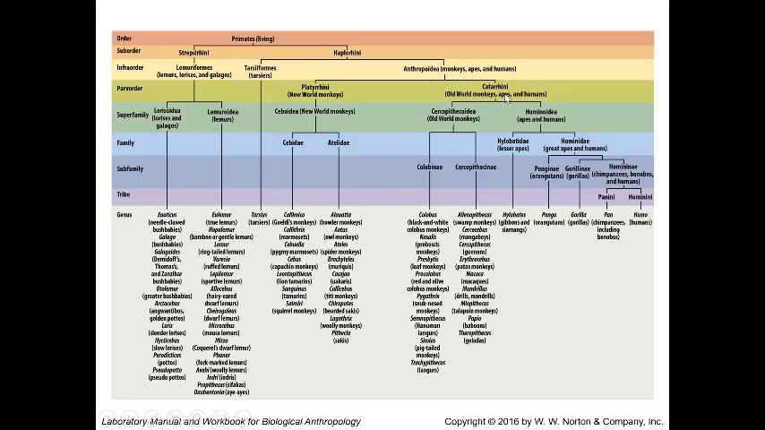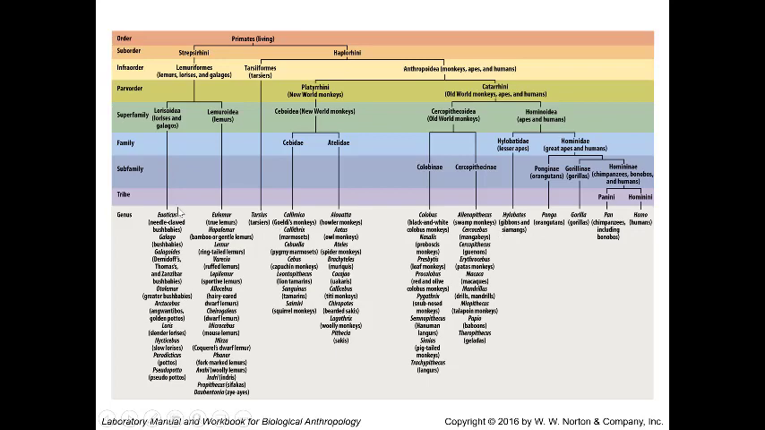Anthropoidea is divided into Platyrrhini and Catarrhini. Platyrrhini is divided into Cebidae and Atelidae. Catarrhini into Cercopithecoidea and Hominoidea. Cercopithecoidea is divided into Colobinae and Cercopithecinae. Hominoidea into Hylobatidae and Hominidae. Hominidae is then divided into Ponginae, which is our orangutans, and then we have Gorillinae and Homininae, and then our Homininae into Panini and Hominini, and then we have everything that we have divided.